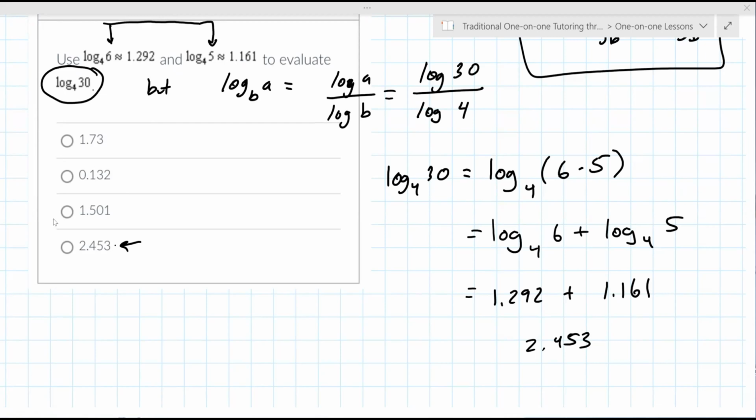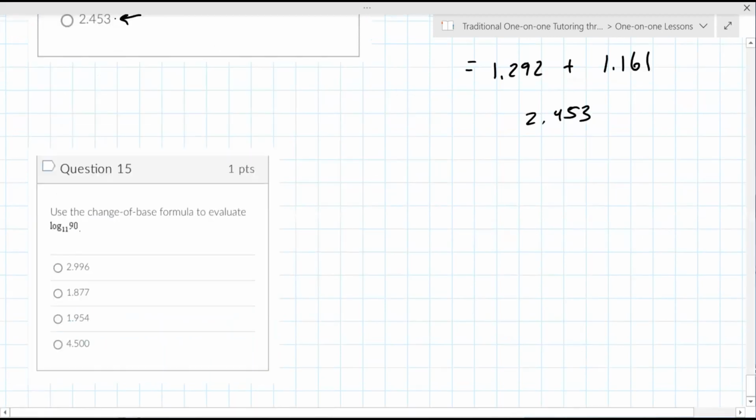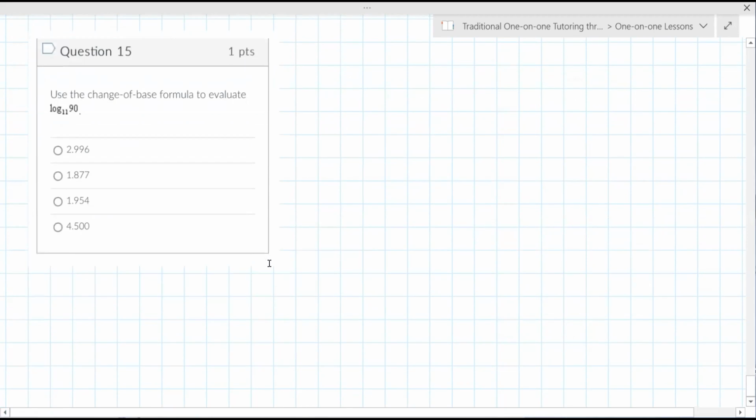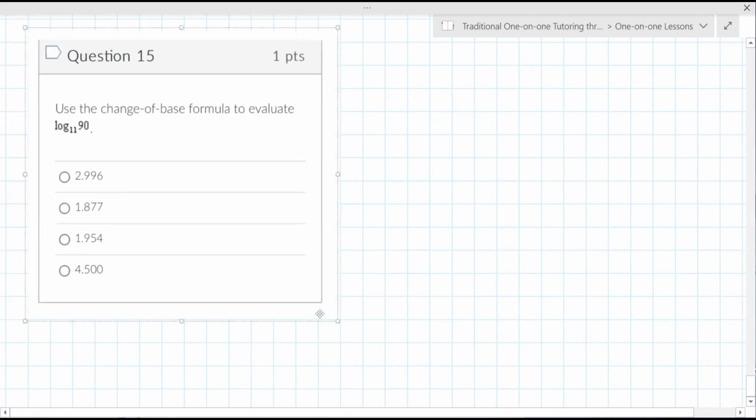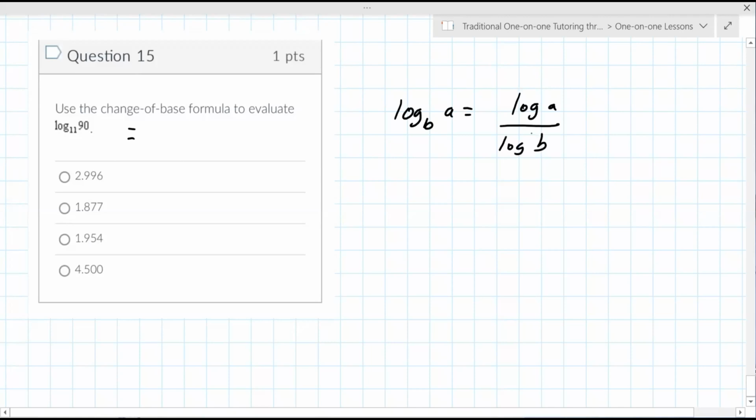You know, because you've been doing so well with these, you'll notice it's exactly the same. You can use the change of base formula like we've been doing. And again, that's log base b of a equals log of a over log of b. And in this case, it's log of 90 over log of 11. And would it be 1.877?